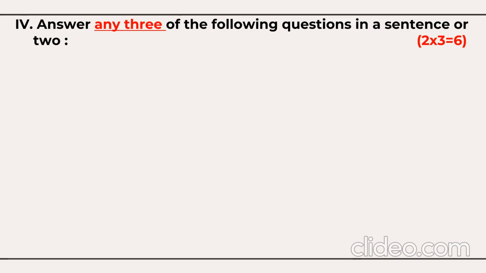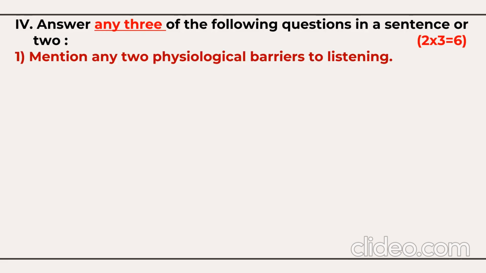So you have here 5 questions, and out of 5 questions, you need to attempt only 3 questions. Each question has 2 marks weightage. So the very first question you have here: mention any 2 physiological barriers to listening. So hearing impairment and fatigue. Hearing impairment and fatigue are the 2 physiological barriers. Physiological means which is from your body. Your body creates a kind of barriers to listening.